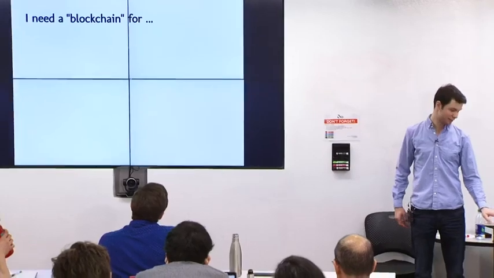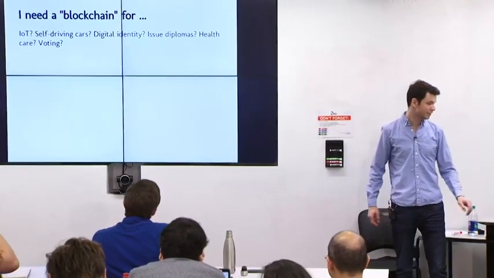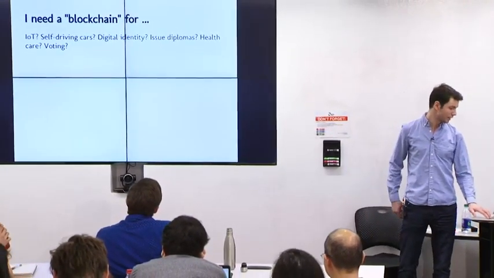I need a blockchain for cats, for whatever. I've heard a lot of crazy stories. IoT, self-driving cars, blah, blah, blah.